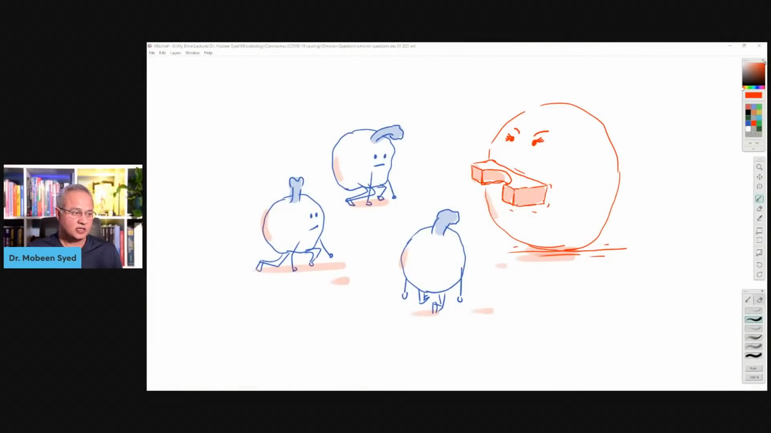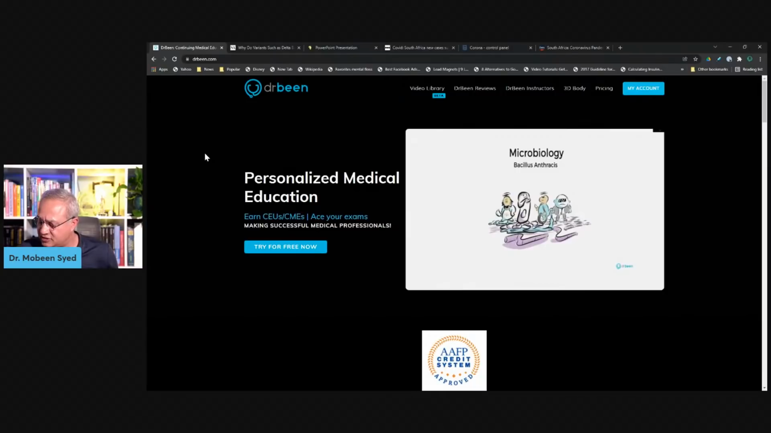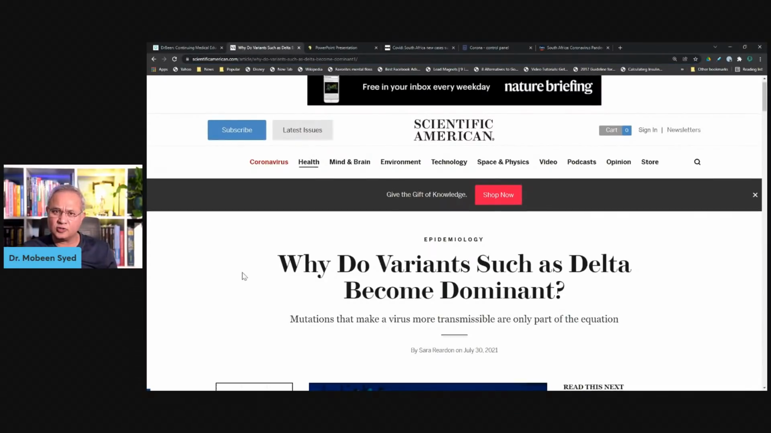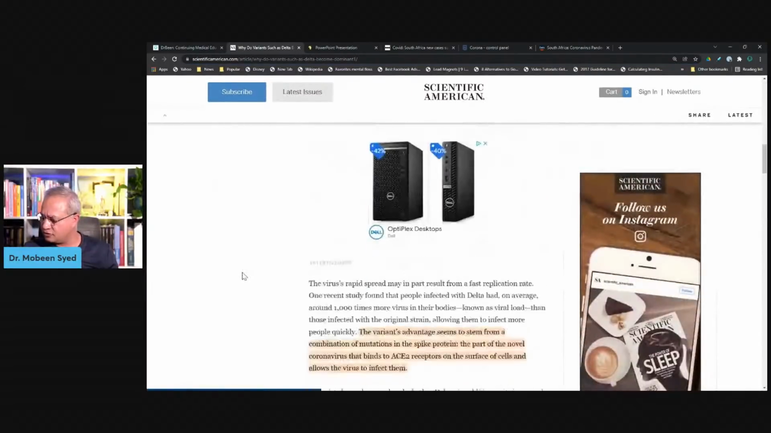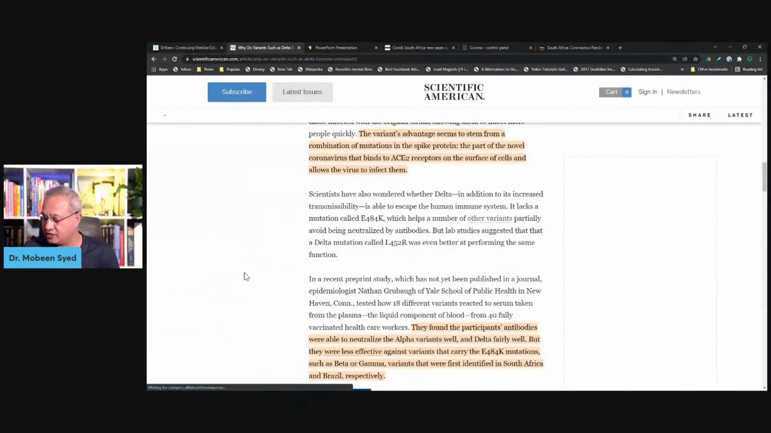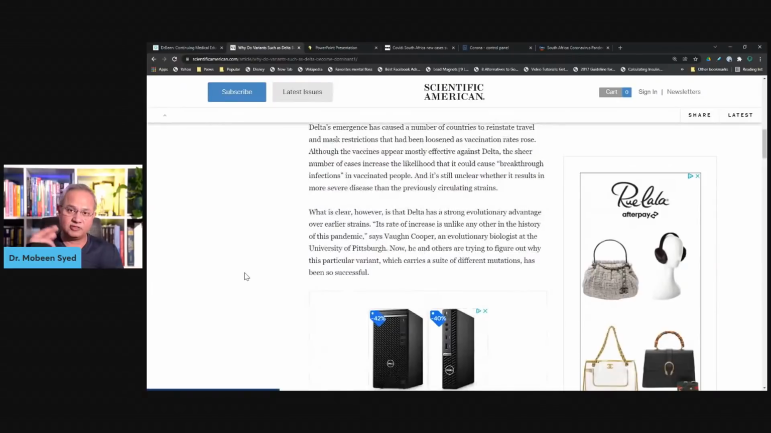So let's have this little diagram in front of us. Quick reference: this is drbeen.com. And then here, Sky, this is an interesting article, although in this article only one paragraph is really useful. The rest is just a lot of filler material. Good article, not bad. And I have this link in the description too.